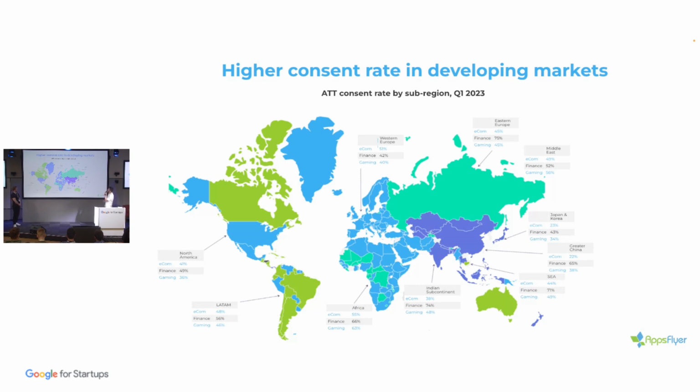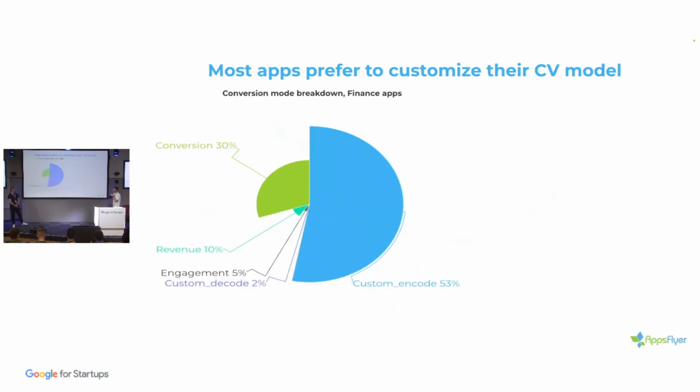Cool. Now we're going to move to talk a bit about conversion modes. Most of you, or all of you, know what conversion modes are and how they work. I basically want to show you how different verticals are doing it and how they break down the conversion modes. Looking specifically at finance, we see that the majority of finance apps are using custom mode, meaning they are manually going into the platform and configuring their own custom modes.